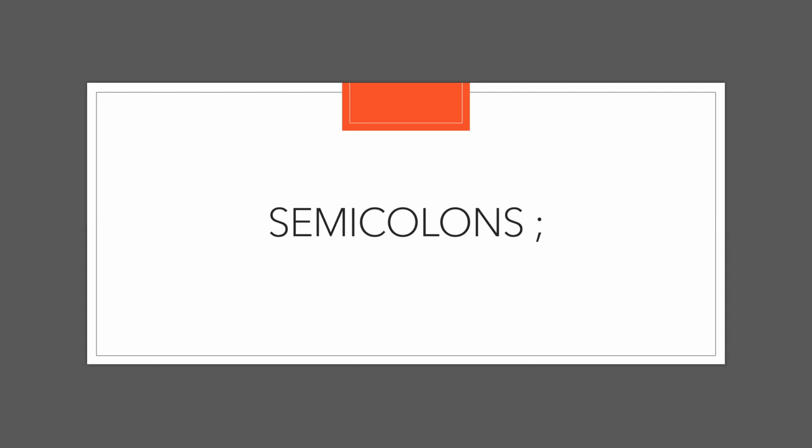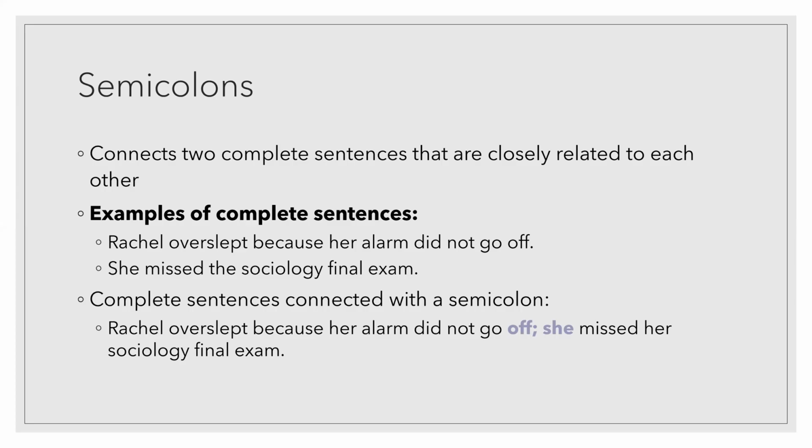Now let's talk about how to use variety in your punctuation. Specifically, let's look at how semicolons are used. Semicolons are used like periods. They can connect two complete sentences, but those two complete sentences should be closely related to each other. So related ideas, or the second sentence is some kind of explanation of the first.